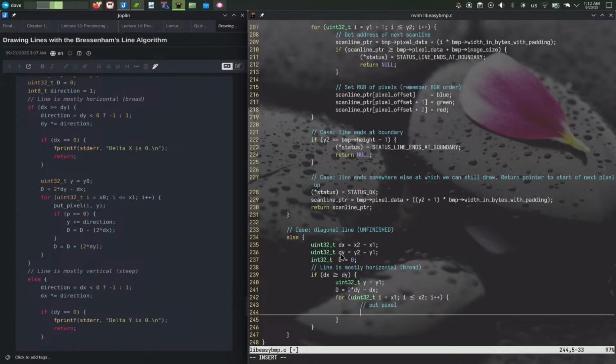Alright, so then here's this idea of putting the pixel down, but I'm not going to be doing that, of course, because that's irrelevant. Putting the pixel is a matter of accessing memory, so we're going to do that in a second. Let me just write the skeleton.